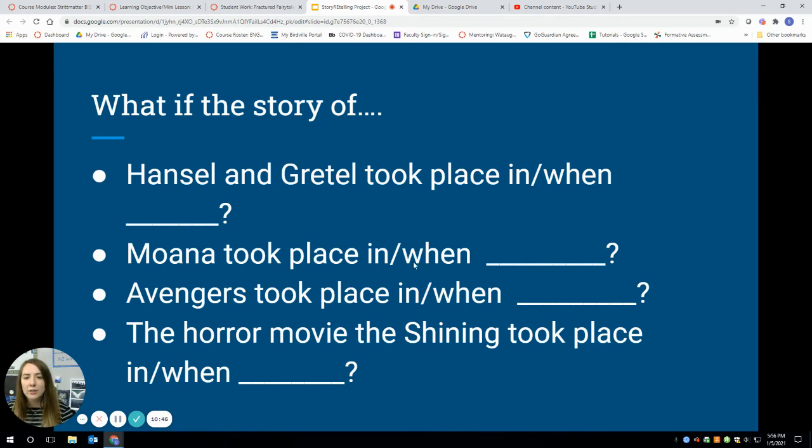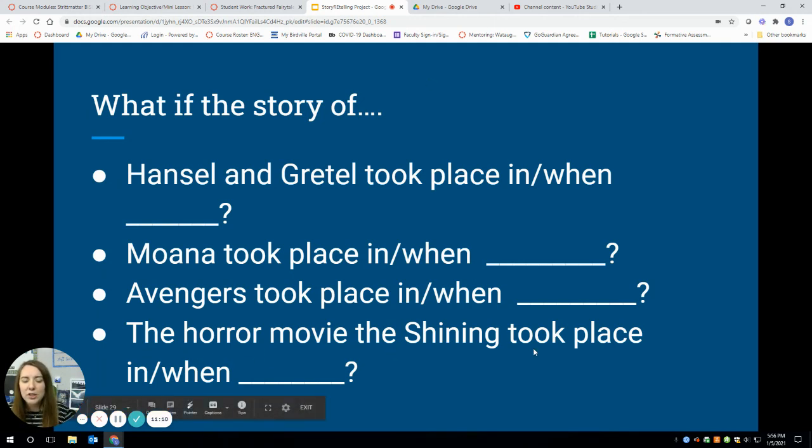What if Moana takes place in present day, in a city, and Maui is a cop, and Moana's got to figure out what's going wrong with her town, and she's got to be the hero and save the day, right? So what if it takes place modern day in a city and she's a cop? Avengers, what if Avengers took place, like you guys can fill in the blanks here. What if Avengers took place in ancient Egypt or in ancient Greece?